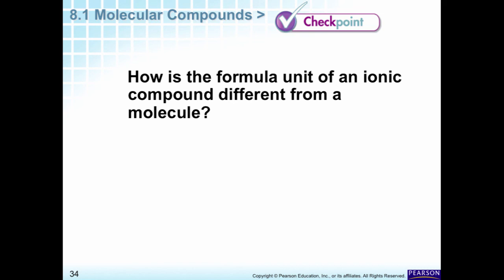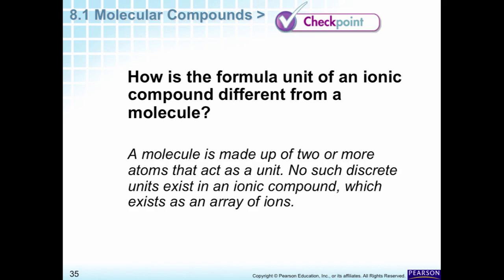All right. This will be on Play Pause It. How is the formula unit of an ionic compound different from a molecule? A molecule is made up of 2 or more atoms that act as a unit. No such discrete unit exists in an ionic compound, which exists as an array of ions.